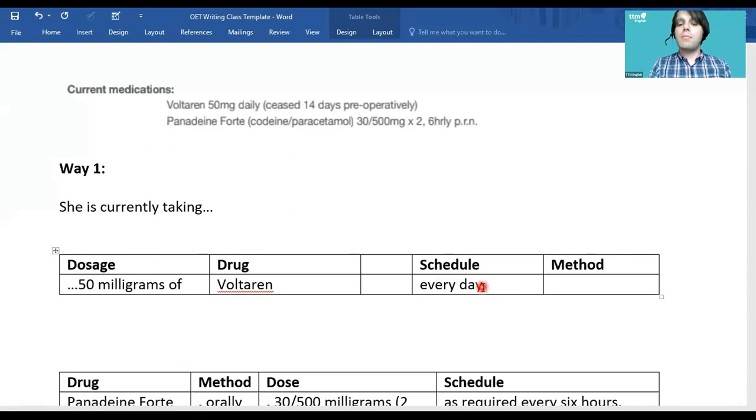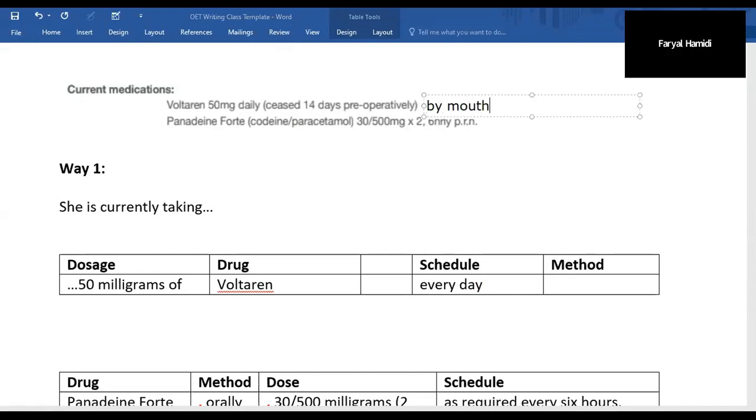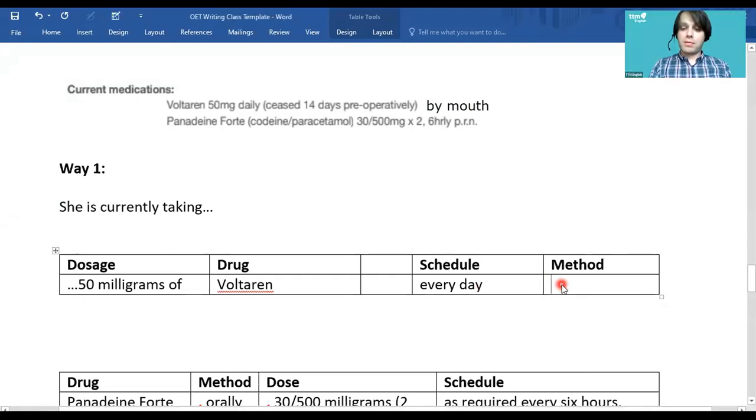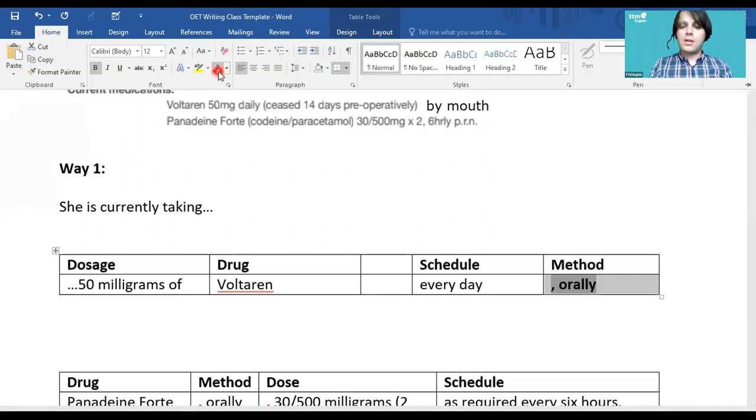What about the method? Let's say it's orally. I know it doesn't say it here, but let's imagine that it's by mouth. What would I say? By mouth, orally, okay. You can say orally or you can say by mouth, right? Let's say orally, okay? And we need a comma here. Okay, so I've given you 2 ways to do it today, all right?